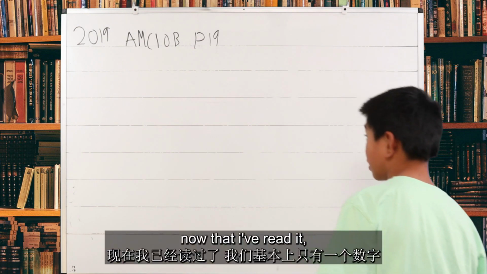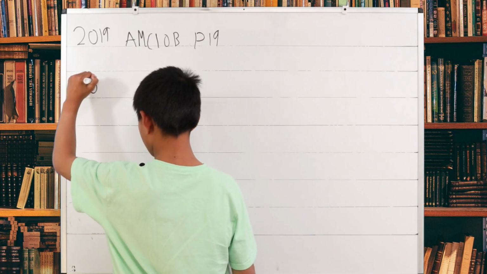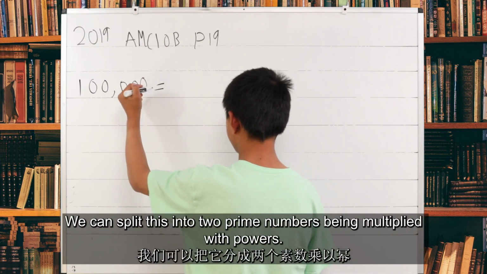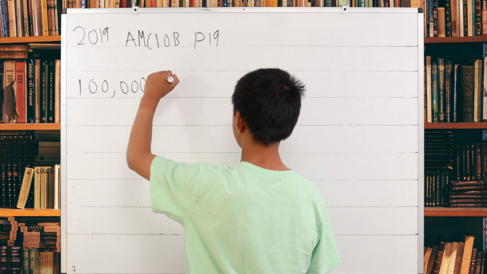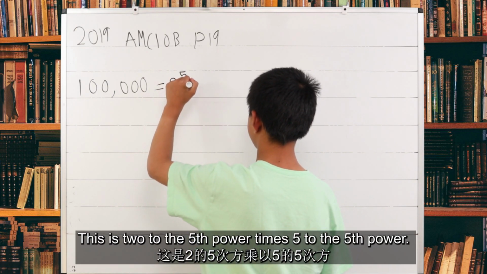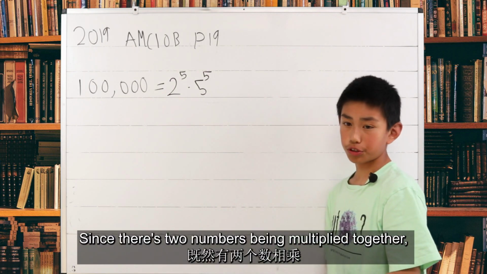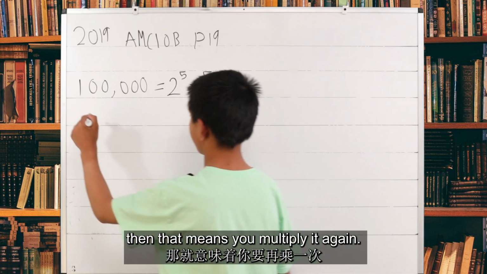Alright, so now that I've read it, we just basically have a number, 100,000. It's a nice 100,000. We can split this into two prime numbers being multiplied with powers. This is 2 to the 5th power times 5 to the 5th power. Since there's two numbers being multiplied together, then that means you multiply it again.